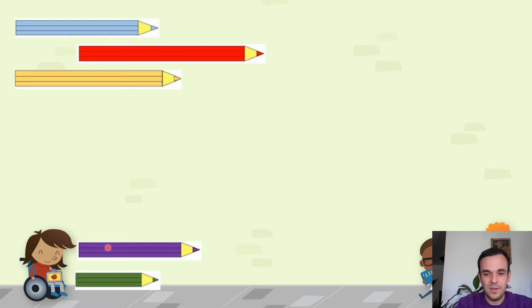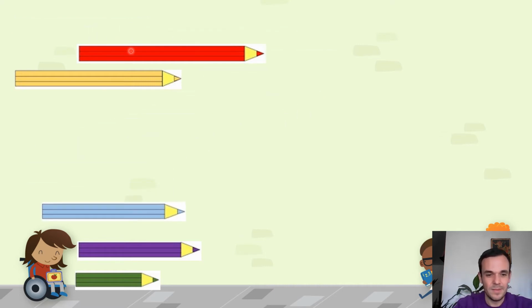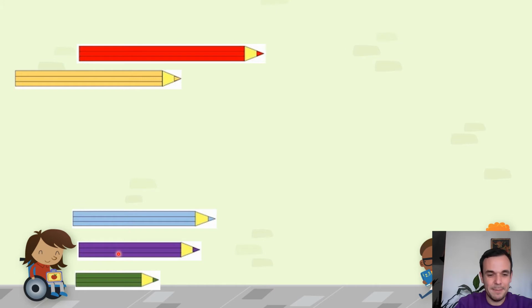Now, which pencil is a little bit longer than the purple one? Let's have a look. I think it might be the blue pencil. The blue pencil is a little bit longer than the purple pencil. Let's move that one down. See, now we've got our shortest pencil, and they're getting a little bit longer as we go up.